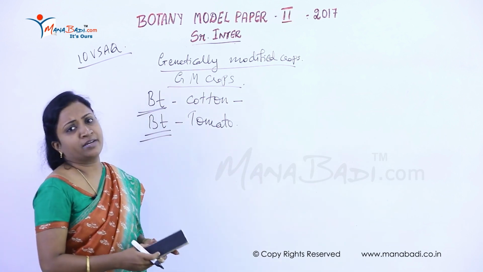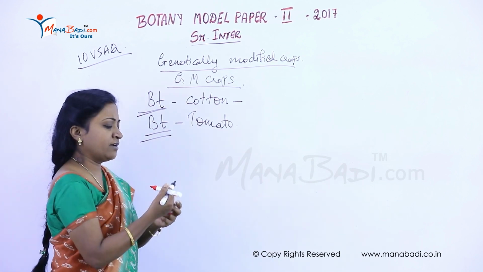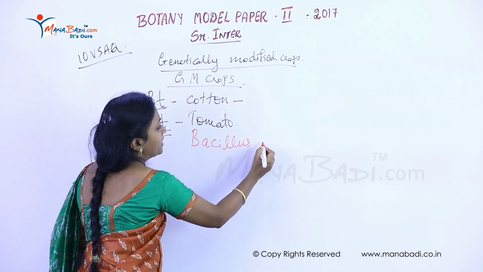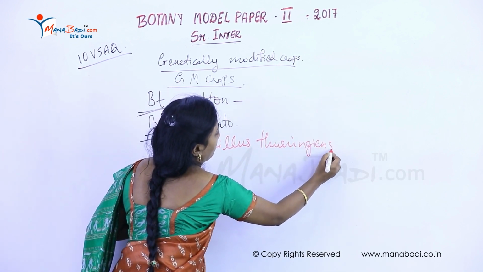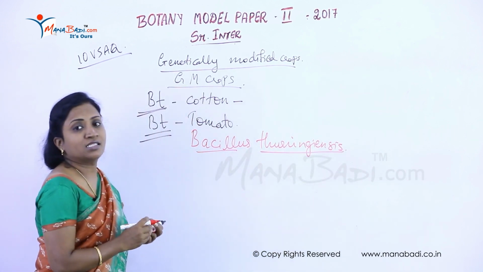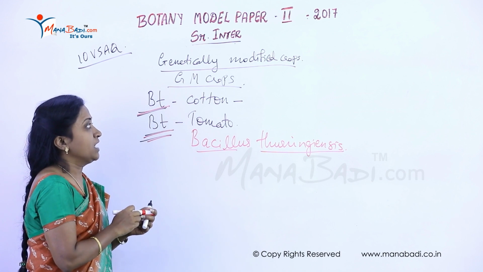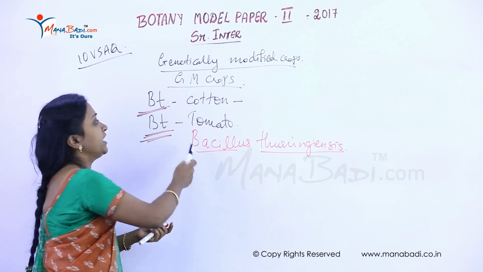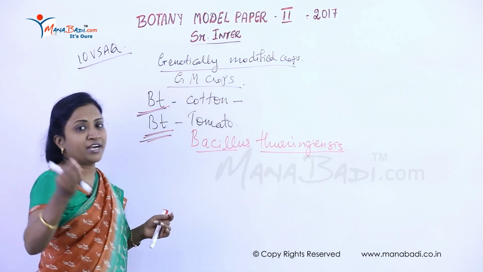Coming to BT cotton, what is this BT I am mentioning over here? This term BT represents a bacterium called Bacillus thuringiensis. Bacillus thuringiensis is what BT refers to. It is a bacterium. What is the significance of introducing this Bacillus thuringiensis into the cotton plant, so that we call them genetically modified crops?